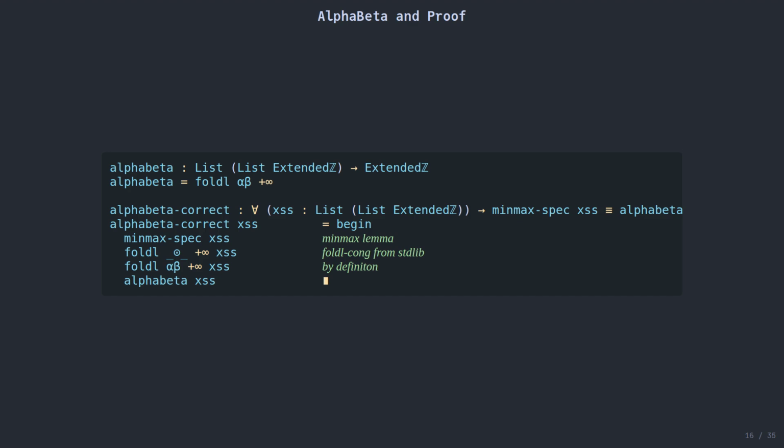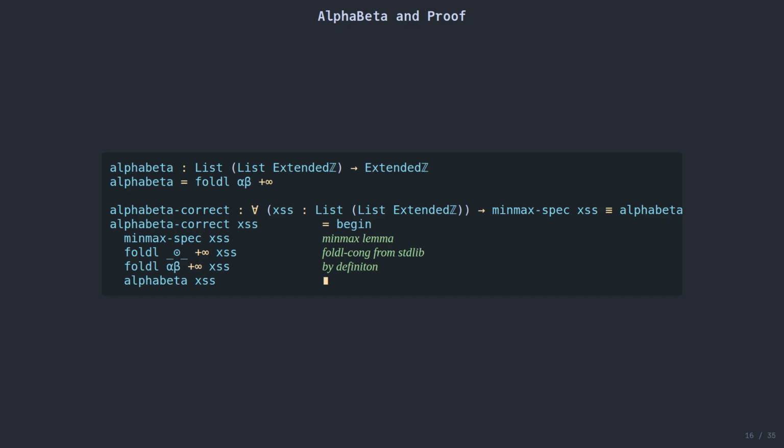Once that substitution is made, we get the required right-hand side. The full code is linked in the description. It includes additional proofs about the fast left fold and the helper lemmas we have used throughout. Bird asserts that this function captures the essence of the alpha-beta algorithm. To verify that claim, we now pause our algebraic journey and turn to the algorithm itself.